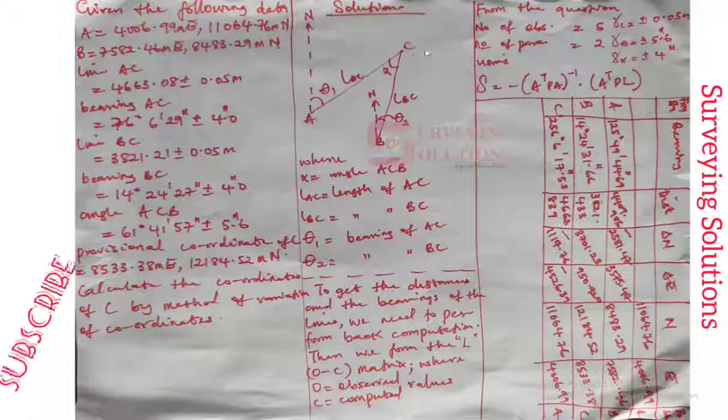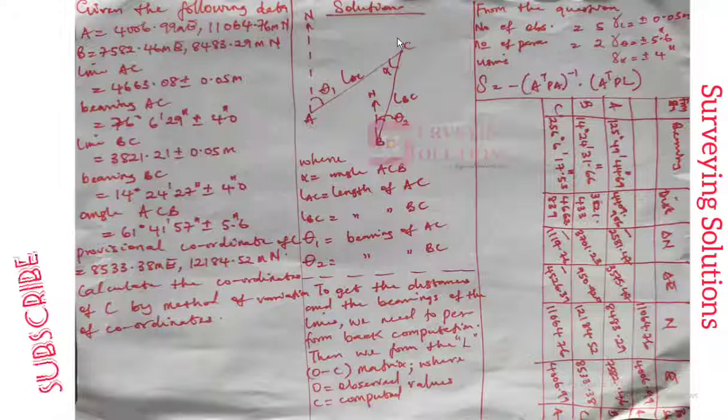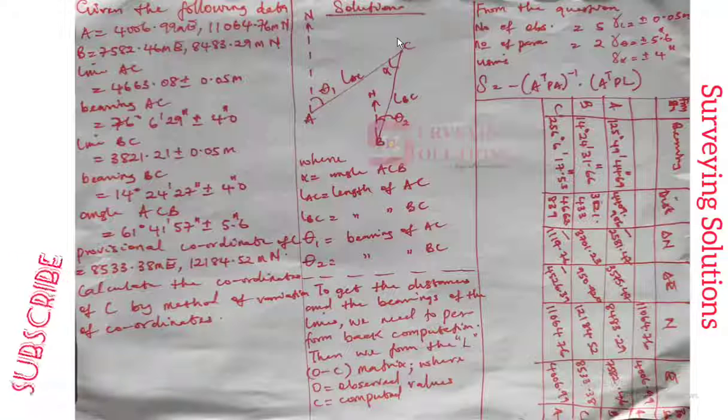Now the question is that we should determine the coordinates of point C, this unknown point, using the variation of coordinate method. The variation of coordinate method is used in network adjustment, and it helps to calculate the best estimate for all points in the network.